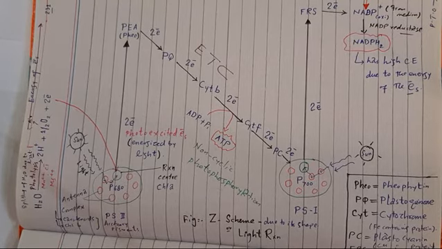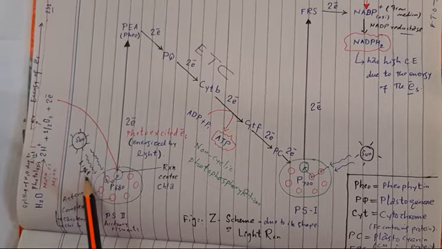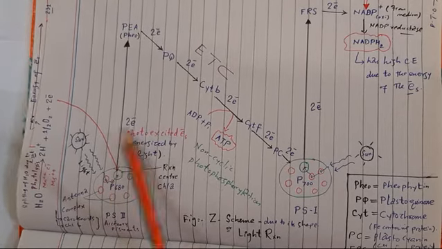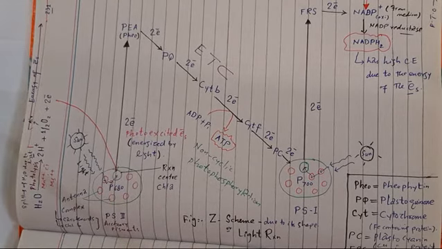So this non-cyclic electron transport of light reaction starts when the sunlight strikes the photosystem 2, P680. Energy is absorbed by the chlorophyll molecules, which lose 2 electrons and become positively charged, with a deficiency or deficit of 2 electrons.